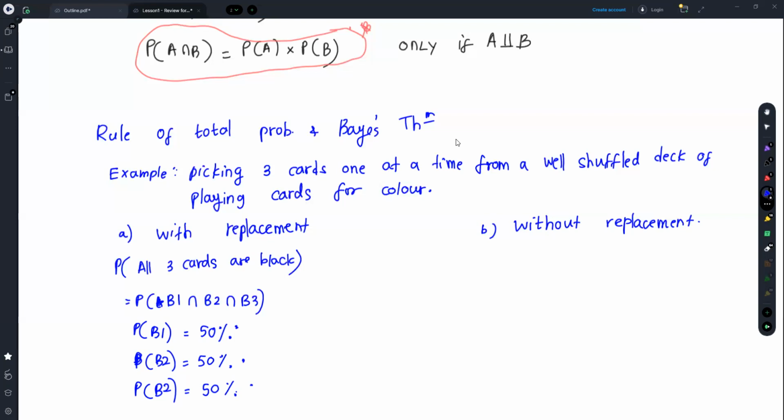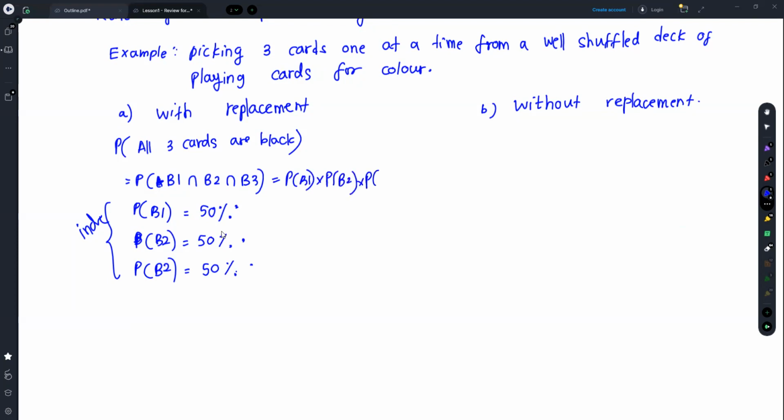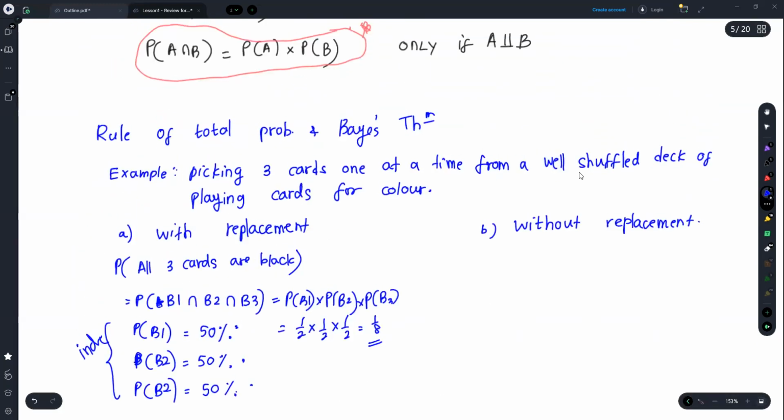So they are independent events, right? They do not affect each other. So you pick a card with replacement. These are independent events, so you can find this probability by simply using the multiplication rule for independent events. So you'll get 1 over 2, three times, which will be 1 over 8. But if you do it without replacement, it's not going to be the same thing, right?